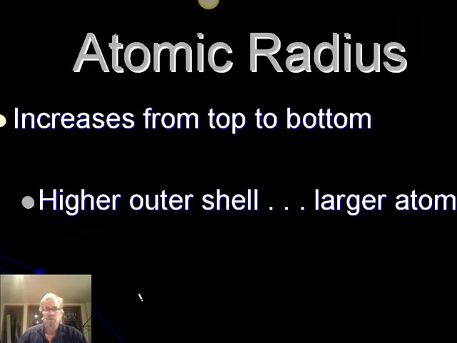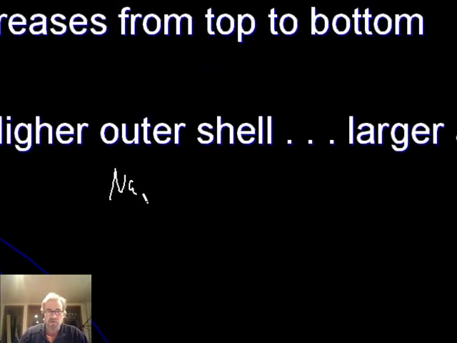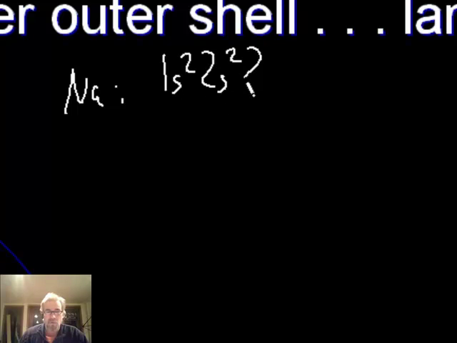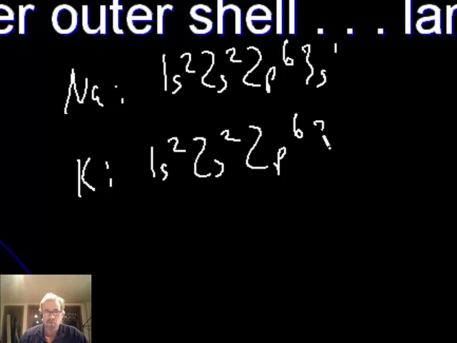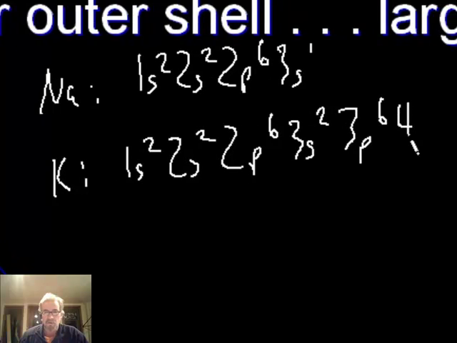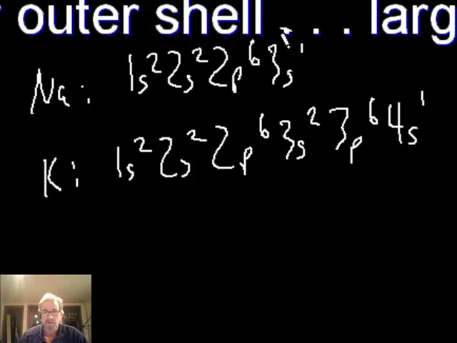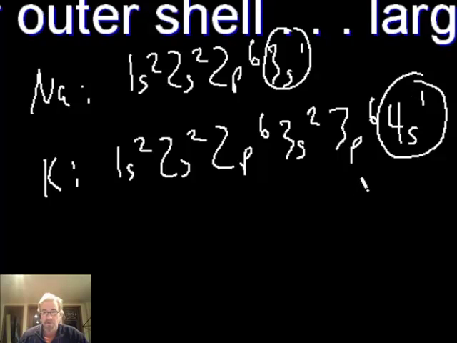Atomic radius increases from top to bottom, and that has to do with the fact that you just have a higher outer shell. A bigger orbital contains those outer electrons if you're lower down in the period. So let's do another comparison. Here's sodium. It's 1s2, 2s2, 2p6, 3s1. But in the same group, we have potassium. Potassium is 1s2, 2s2, 2p6, 3s2, 3p6, and 4s1. The outside electron in sodium is in a 3s subshell, and that's just smaller than a 4s subshell, and so potassium is going to be bigger than sodium will be. Their effective nuclear charge is essentially the same because it's 1 greater than the number of shielding electrons.